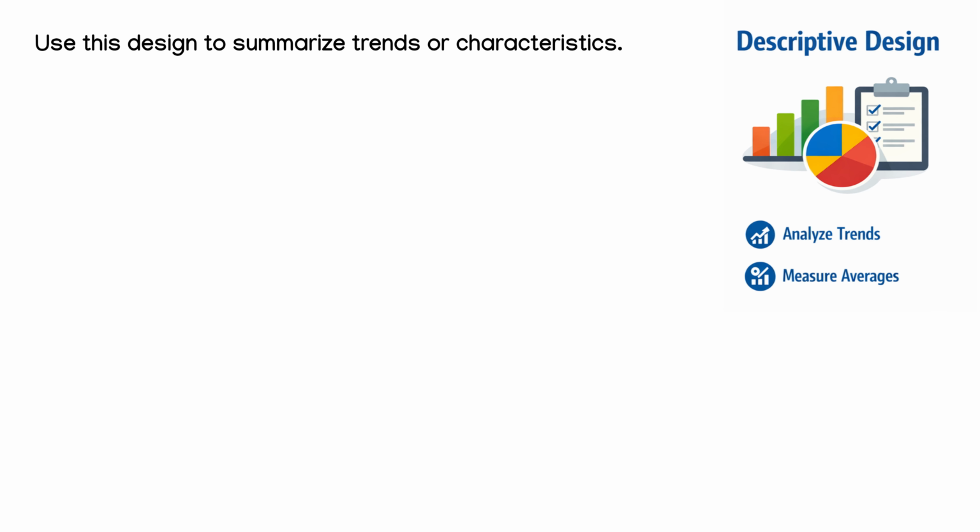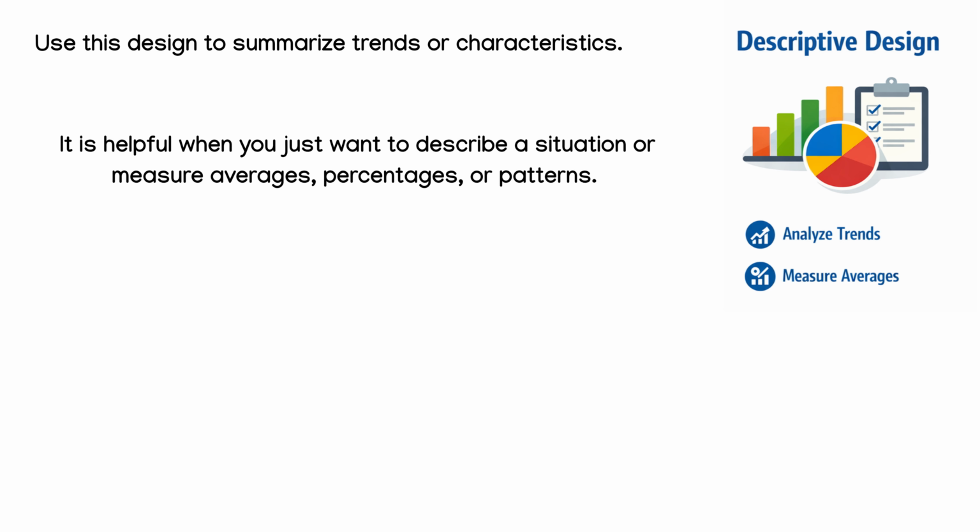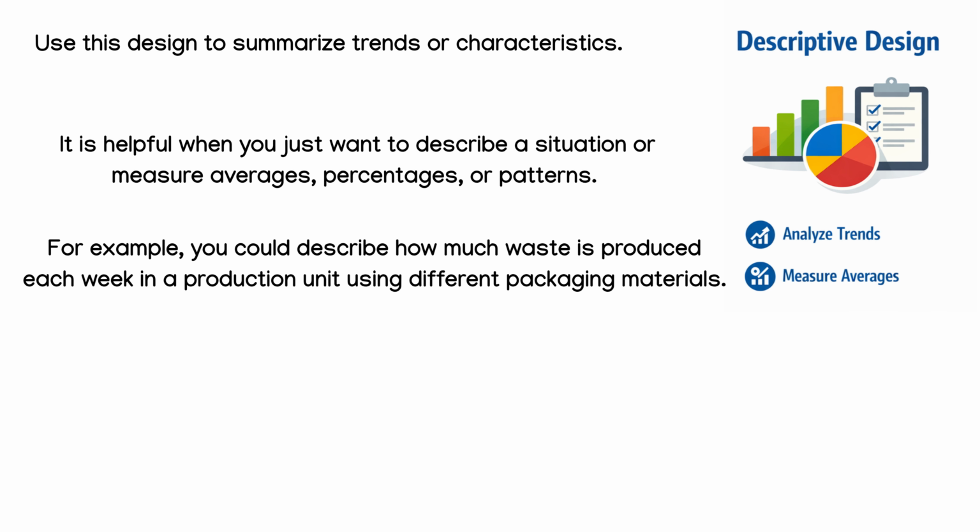Descriptive design. Use this design to summarize trends or characteristics. It is helpful when you just want to describe a situation or measure averages, percentages, or patterns. For example, you could describe how much waste is produced each week in a production unit using different packaging materials. How to choose a qualitative design.